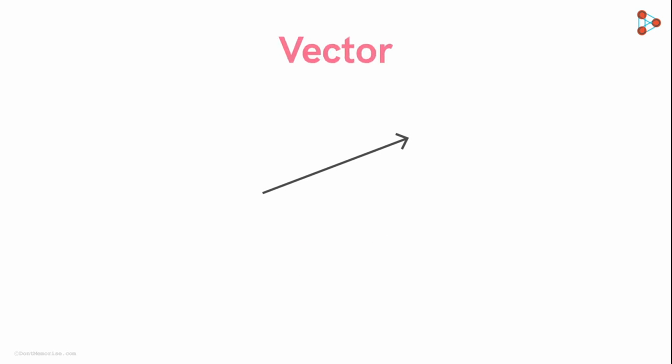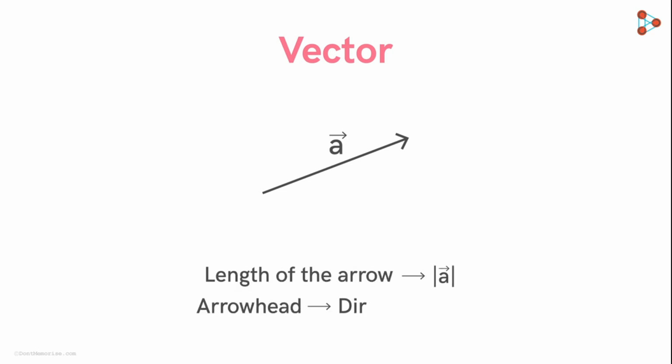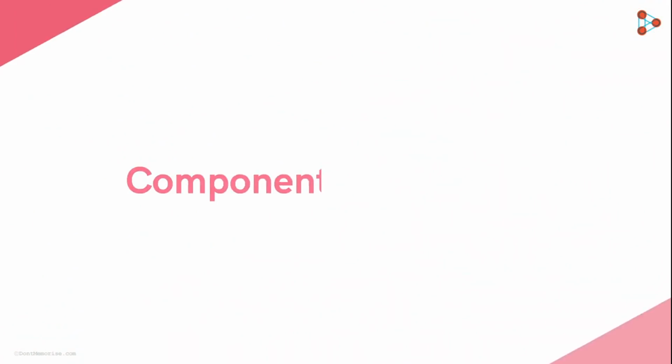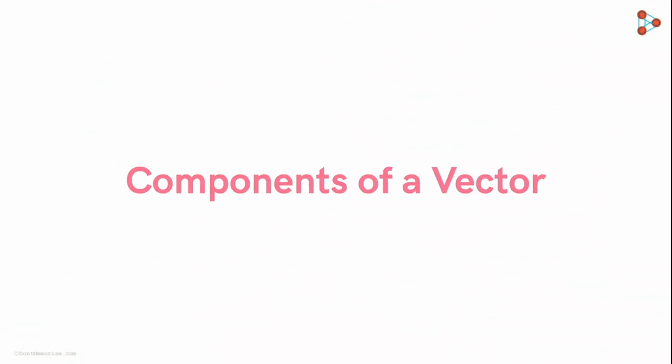Yes, by now we're very well acquainted with the idea of representing a vector by an arrow. Its length represents the magnitude of the vector and the arrowhead the direction of the vector. Now moving on, we're going to look at an interesting concept called components of a vector. To begin with, instead of diving right into the concept, let's first intuitively understand what it is all about.